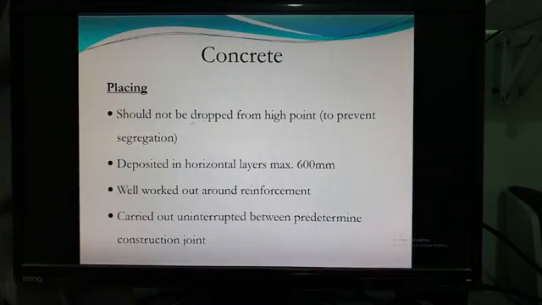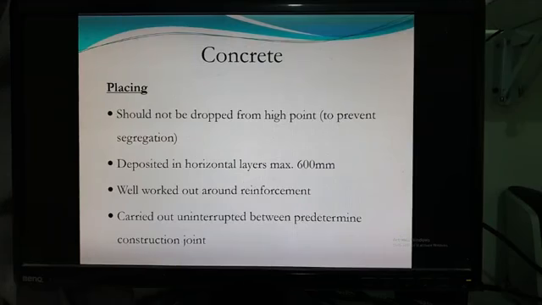Okay, it should not, and this I mentioned before, be dropped from a high point. Deposit in horizontal layers, maximum 600 mm. So meaning that for every 600 mm after it's been poured, it needs to be vibrated and whatnot. And then we can pour in the second layer. It must be well worked around the reinforcement.